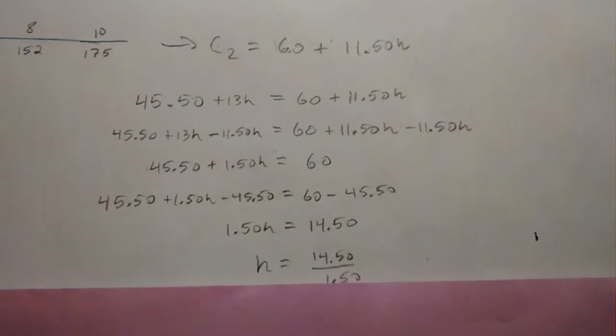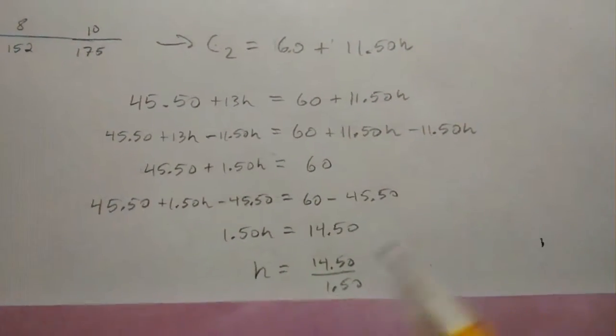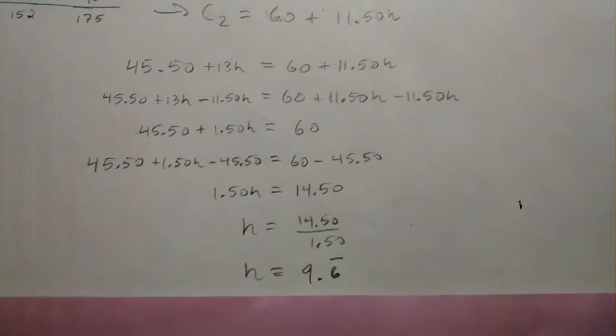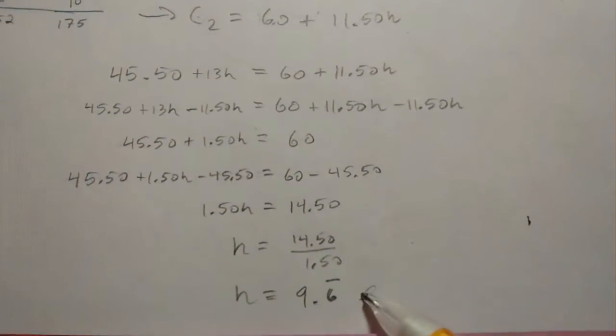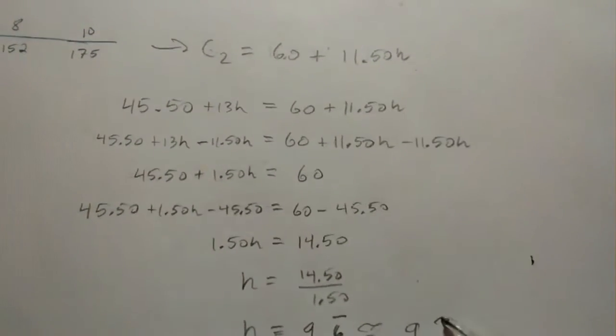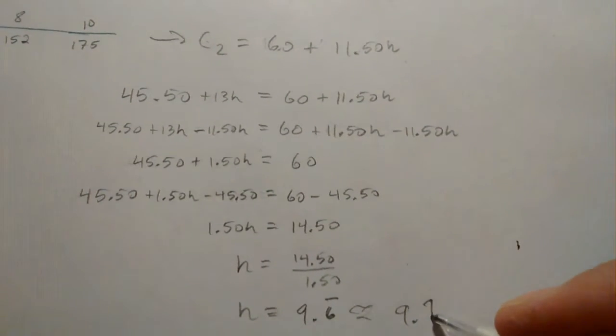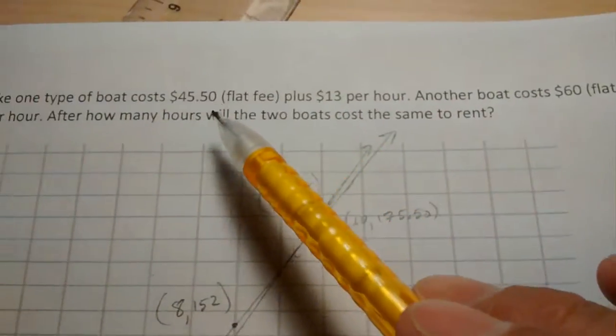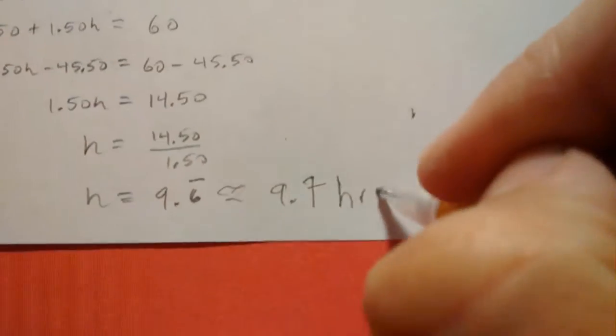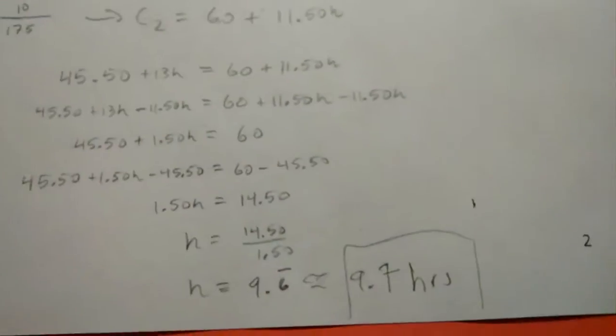So h then must be the division of those two, 1450 divided by 150. And so here we get 9.6 repeating. And so what we're going to say here is, we'll call that approximately 9.7. So to answer the question, where are you? There you are. After how many hours? So we're going to call it approximately 9.7 hours. That's our answer. Now let's do it graphically real quick.